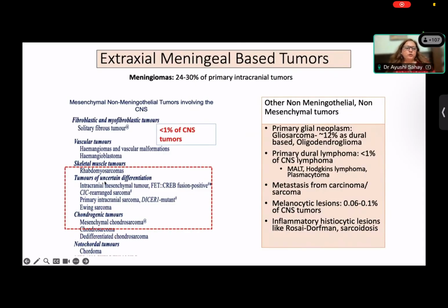And according to the WHO, these are the mesenchymal non-meningothelial tumors: RMS, then CIC-rearranged sarcoma, primary intracranial sarcoma DICER1-mutant, Ewing sarcoma, mesenchymal chondrosarcoma, and also a recently described tumor known as intracranial mesenchymal tumor, FET fusion positive.